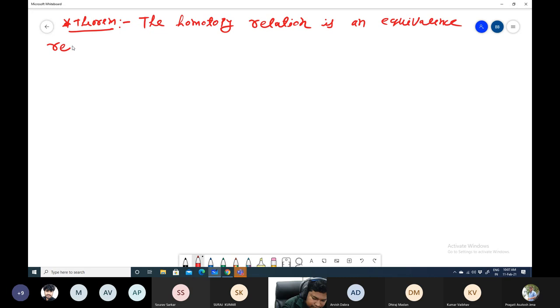Okay, so the homotopy relation is an equivalence relation. That means it is reflexive, symmetric, and transitive. Symmetry we have already seen when we gave the definition. Do you remember that? Just now, we have seen that. The only problem is transitivity, which is where you have to prove it. The other two properties are very simple. For example, suppose you want to prove reflexivity, that is, f is homotopic to itself.